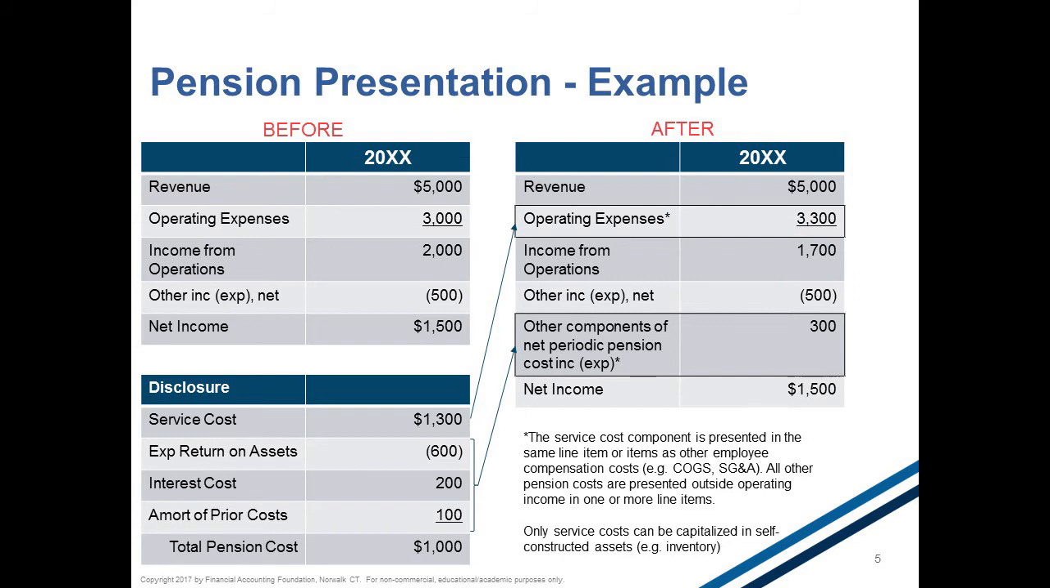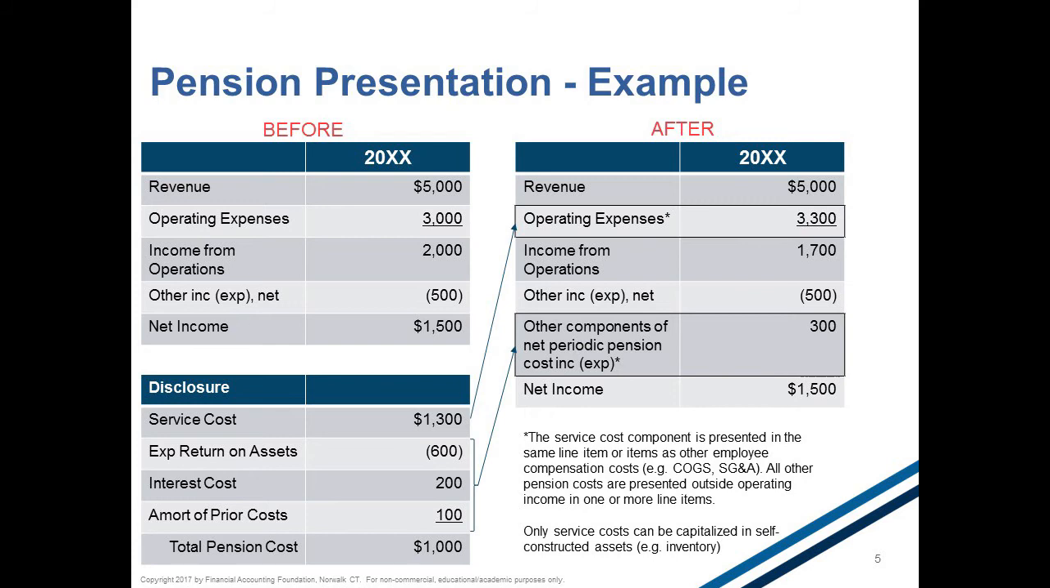The change is really this. Only the current period employee service cost portion of the pension cost is allowed to be presented within operating income, alongside other employee compensation costs. All the remaining components of pension costs, like the expected return on plan assets, the interest cost on pension obligations, and the amortization of various pension amounts that are deferred from prior periods, all that will be presented outside of operating income, and it can be shown in one or more line items, but again, it's going to be outside of that operating income line.